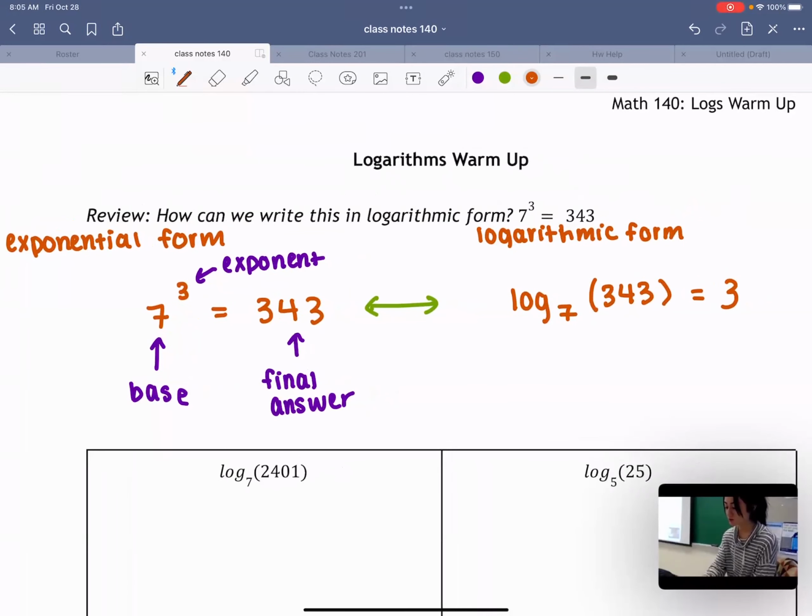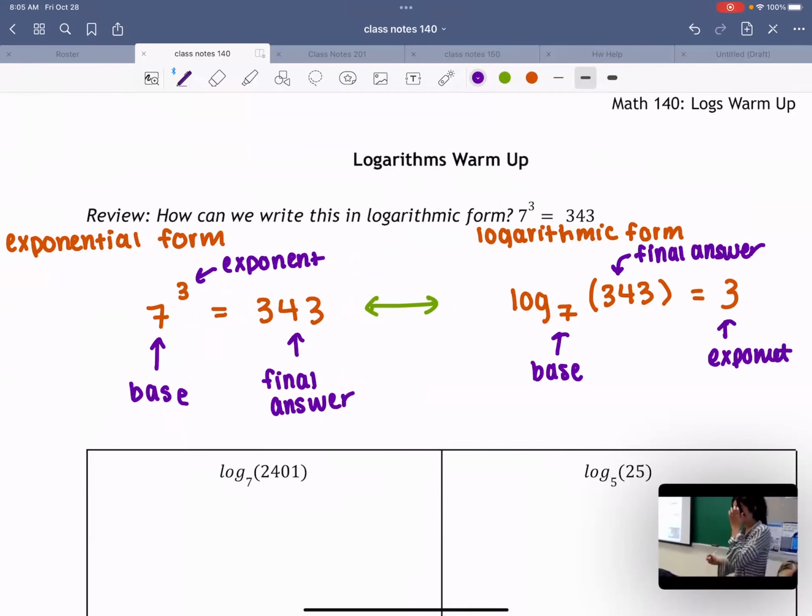Okay, so logarithmic form isn't really doing anything to anything. We're just kind of rearranging the numbers so it says it in a different form or in a different order, right? Now the base still comes first, but it's like on the bottom of the logarithm. Our final answer comes second. And we're saying it's equal to the exponent.